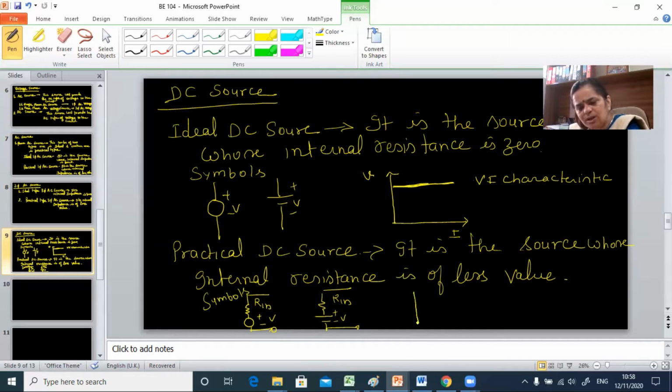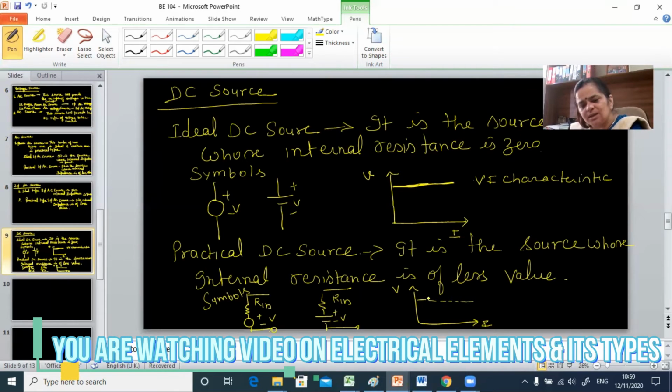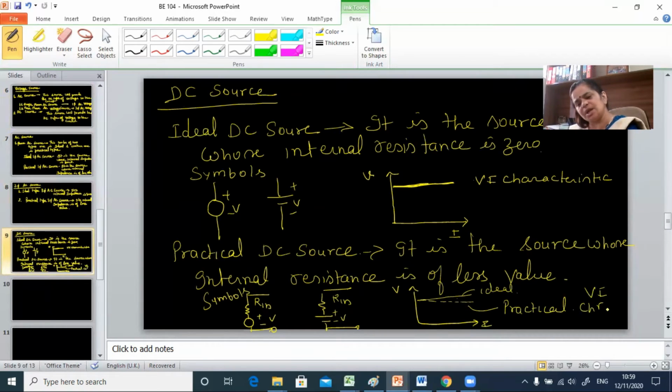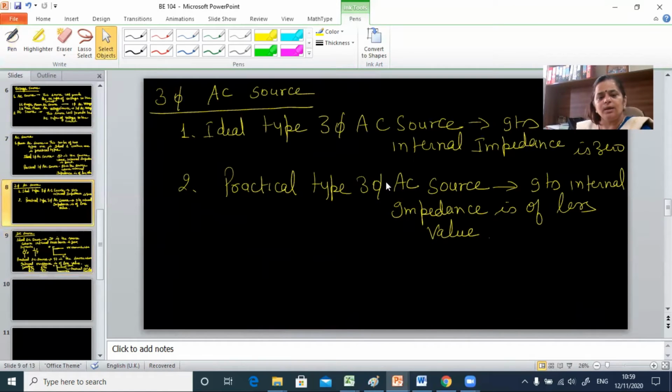And if I plot the characteristic, on the x-axis again I will take I, on the y-axis I will take V. It will be a slightly drooping characteristic. So it will not be constant, but slightly drooping. The hard line represents the ideal characteristic and the dash line represents the practical characteristic. So this is the VI characteristic of a practical DC voltage source. Similarly, I can make it here also.